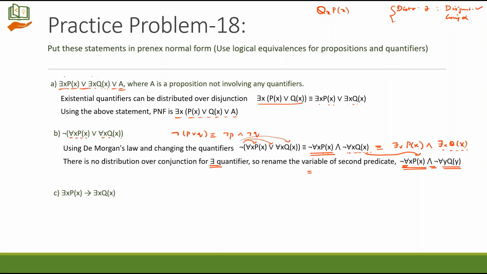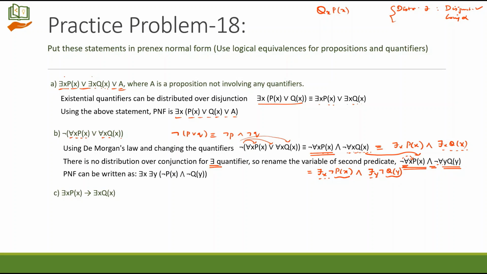Let's apply this and see. Negation of universal x will be existential x. This negation will move this side, so it is negation of p of x. And this is again negation of universal, so existential y and the negation is moved to q of y. This will be the final expression. Now bring existential x and existential y outside and then keep negated p of x and negated q of y inside along with conjunction. Why have they done like this?